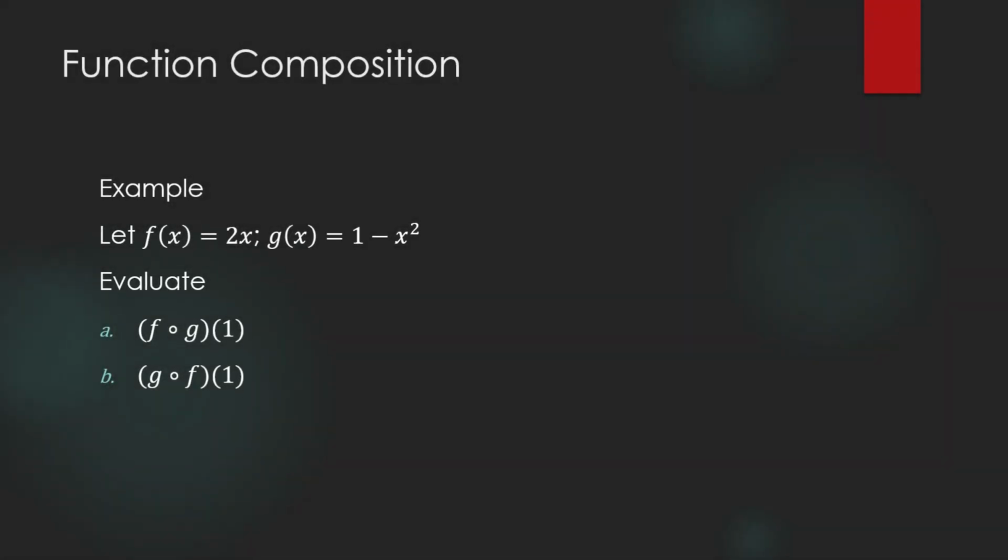Function composition example. We are working on the same functions f and g. Let us evaluate the function composition f circle g. What is f circle g of 1? What we do first is we shall evaluate g of 1. How do you interpret this? What is the sequence of function evaluation that you must do? Well, you will start with g of 1. What is g of 1? G of 1 is equal to 0. And then, what is f of 0? So f of 0 is equal to 0.